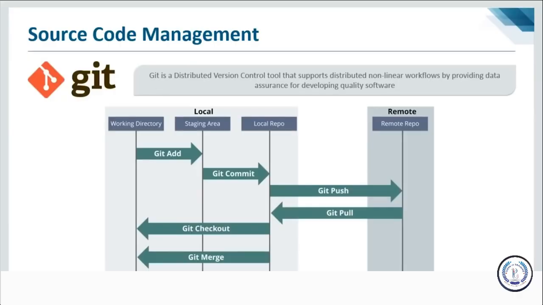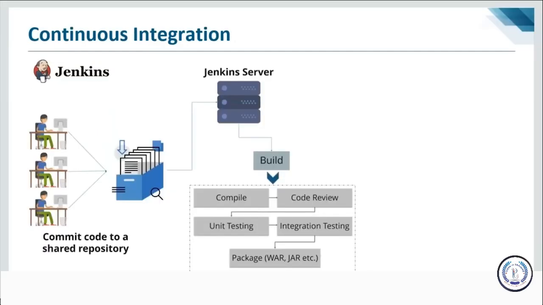Now let's move forward, guys, and we are going to focus on the next stage, which is called continuous integration. So continuous integration is basically a development practice in which the developers are required to commit changes to the source code in a shared repository several times a day, or you can say more frequently.